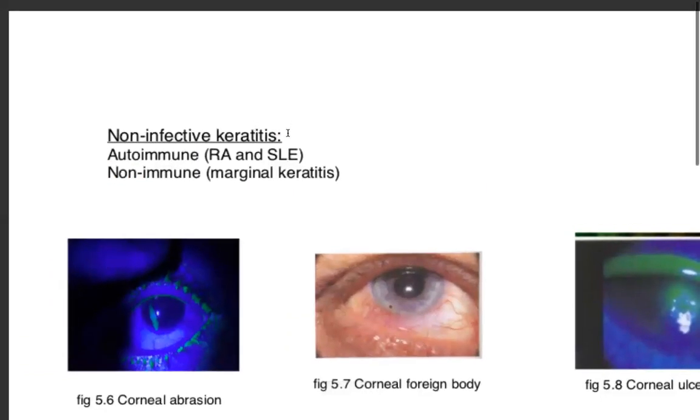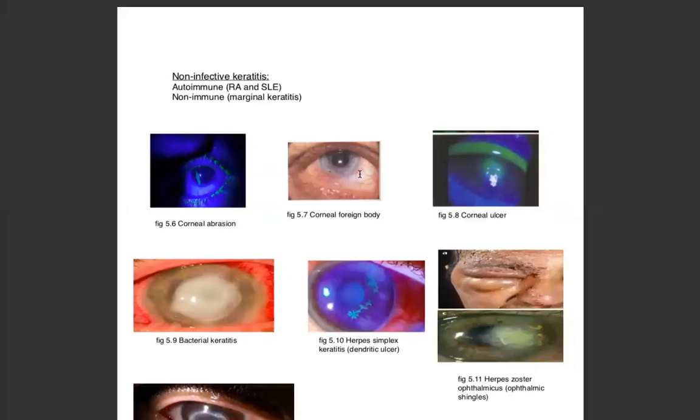وفي non-infective keratitis which is autoimmune، مثلا زي rheumatoid arthritis و SLE ممكن يعملوا keratitis. ممكن non-immune which is just it's called marginal keratitis برضو it's non-infective. So these ones just happen.